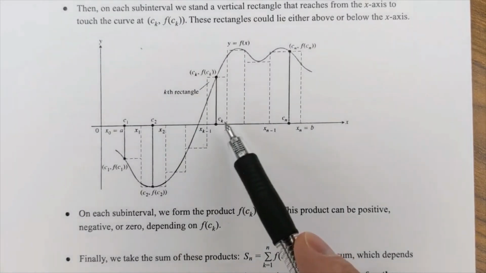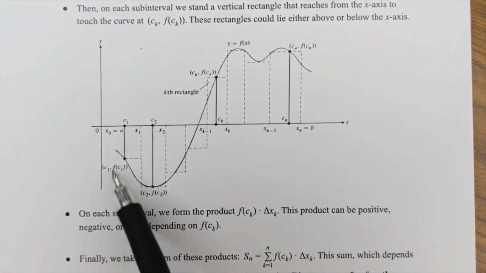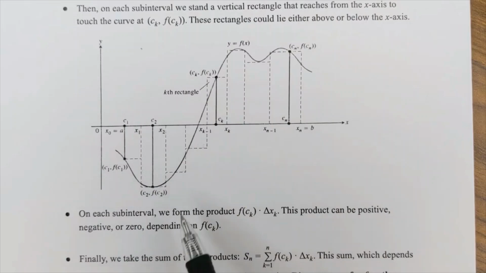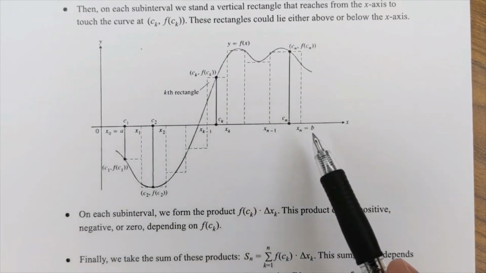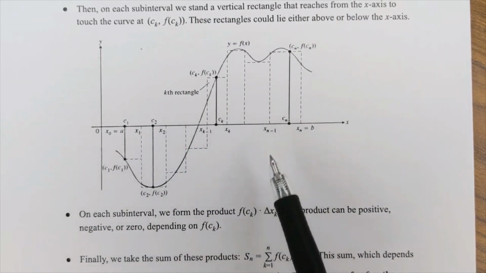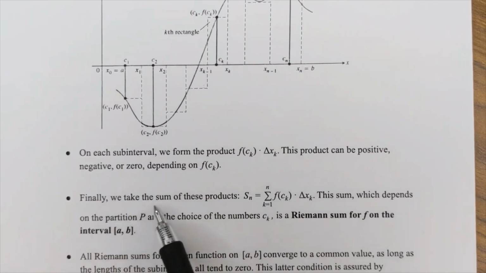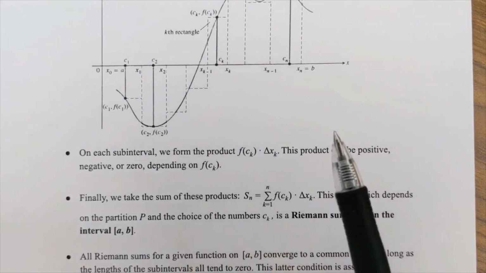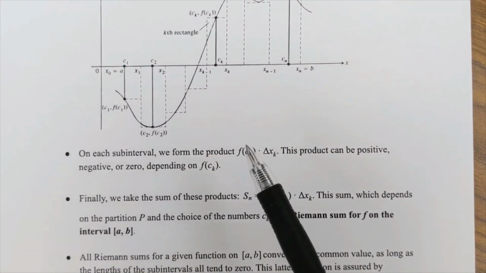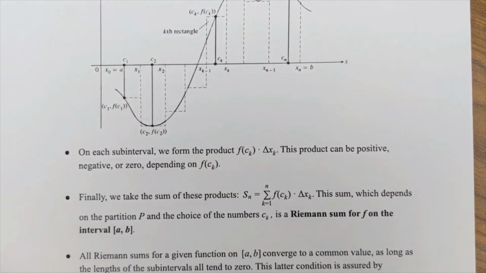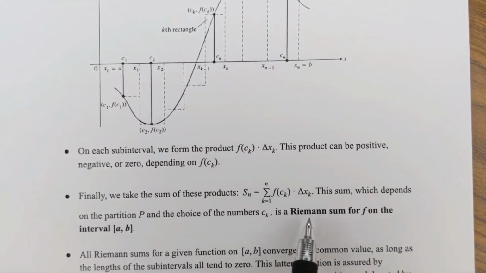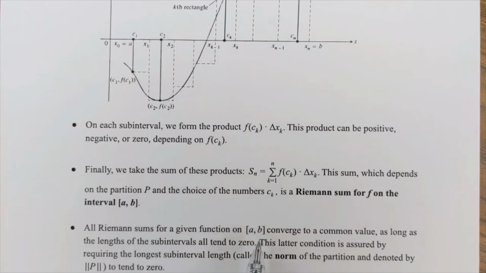This product can be positive if it's above the x-axis. It can be negative if it's below the x-axis, or 0 if the rectangle has no height, which we don't have any examples of here, I suppose. Finally, we take the sum of these rectangles, which is what we did when we did the accumulation problems, or RRAM and so on last section. This is referred to as a Riemann sum.